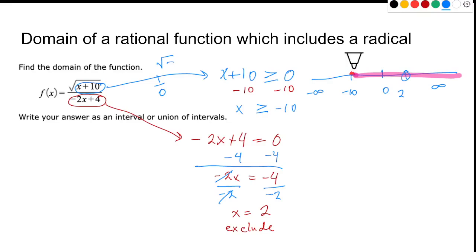So we're going to go from here to the left side of 2, and then we're going to go from the right side of 2 to infinity. So that's going to give us our 2 pieces of the interval. So negative 10 to 2. Negative 10 is included because of this part, right? It's included, but 2 is not. We've got to exclude it. Then we union that with 2 to infinity.